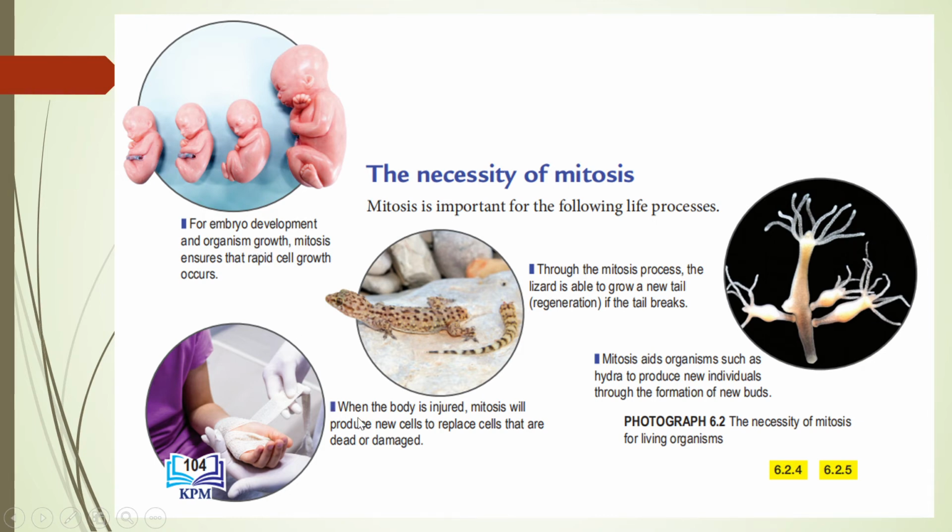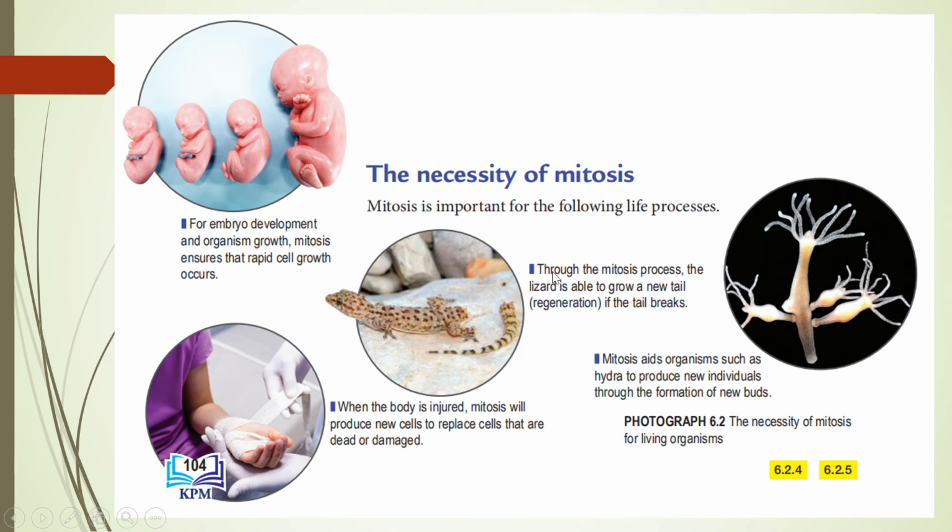Number two, when the body is injured, mitosis will produce new cells to replace cells that are dead or damaged, usually the skin cells. Every day our skin cells undergo wear and tear, right? So the skin cells need to be replaced, and we want exactly the same type of cells to replace the old cells. So again, mitosis is needed: photocopy, same number of chromosomes, same genetic material.